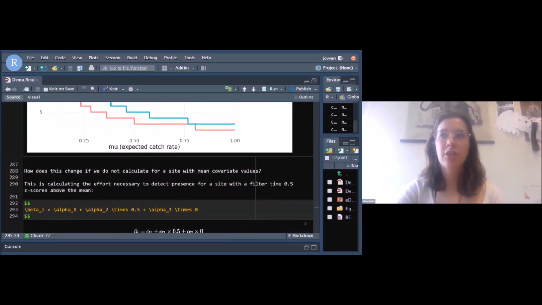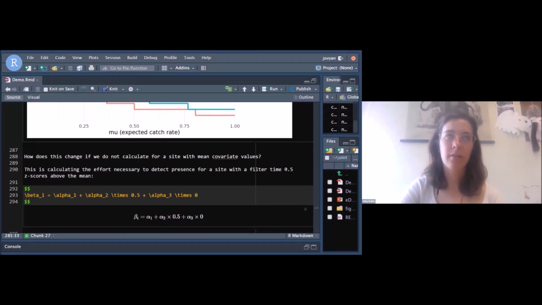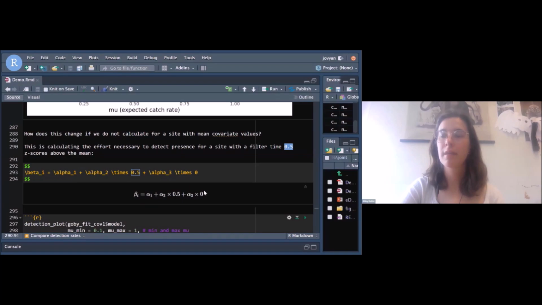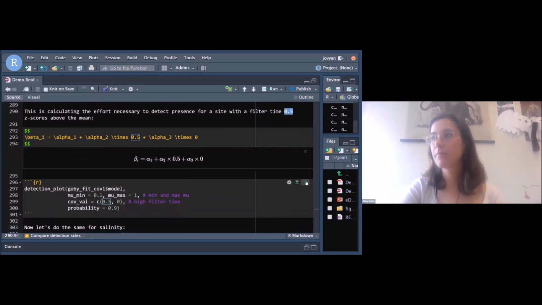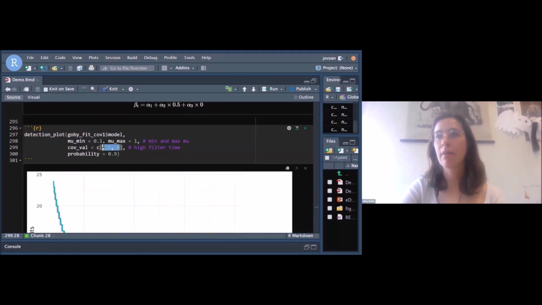So we just made those calculations for an average site, but what if we want to consider a site that is more turbid? If we want to detect presence at a site with a higher filter time, because our covariate data was normalized, we're going to make this calculation for a site that is 0.5 z-scores above the mean. So the way this enters the model is the salinity is 0 and the filter time is 0.5. This is a site with a higher filter time, a more turbid site. We're going to run this function again, with the same range of species densities mu, and a filter time of 0.5 this time instead of 0.